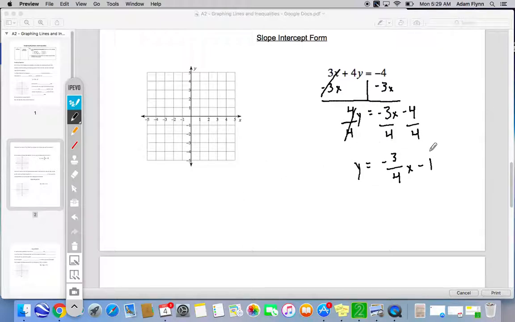So my b, or my y-intercept, is negative 1. So I'll make my first point at negative 1. And I know my slope, or my rise over run, is negative 3 over 4. So my rise is negative 3. So instead of going up 3, I'm going to go down 3. So go down 1, 2, 3. I'm going to keep my pen right there. And my run is 4. So I'm still going to go to the right 4. 1, 2, 3, 4.